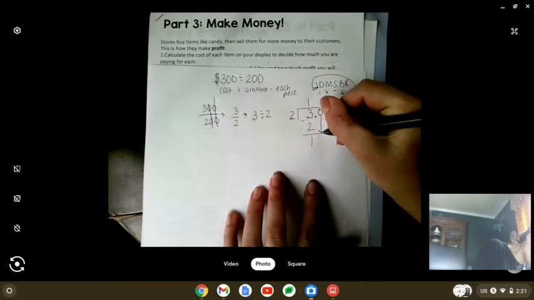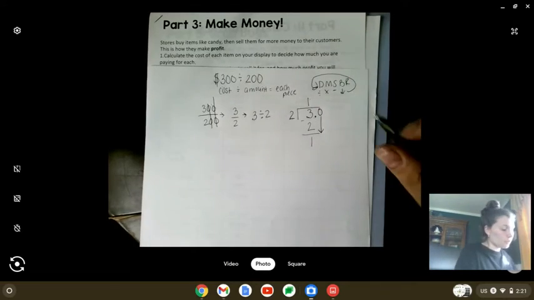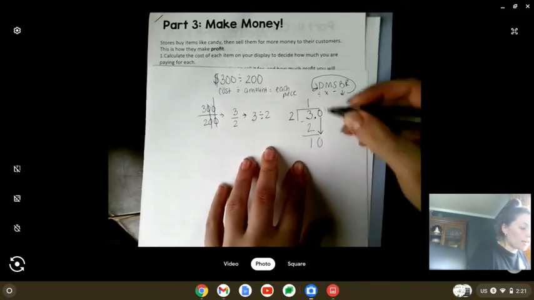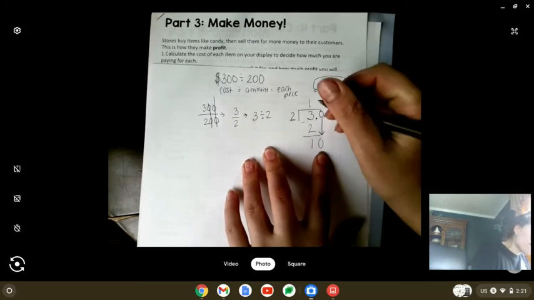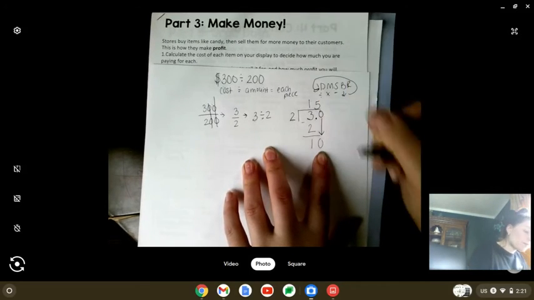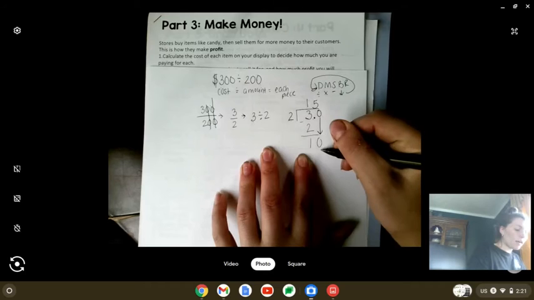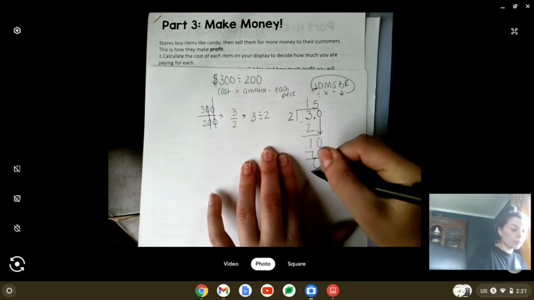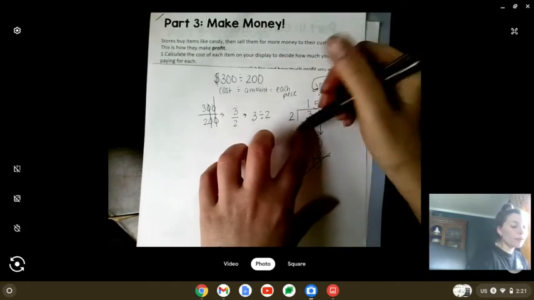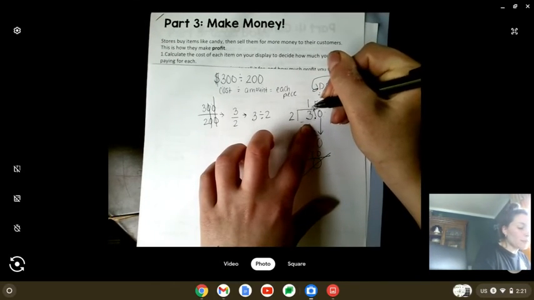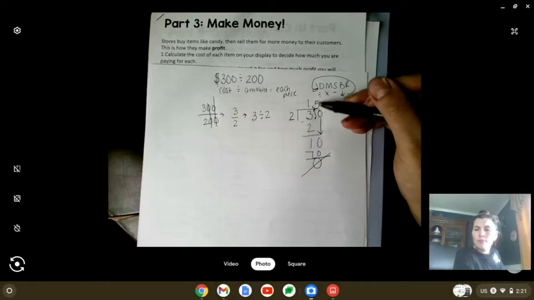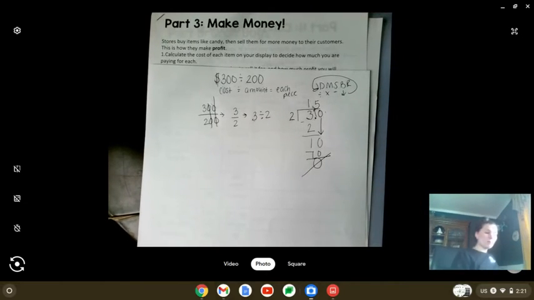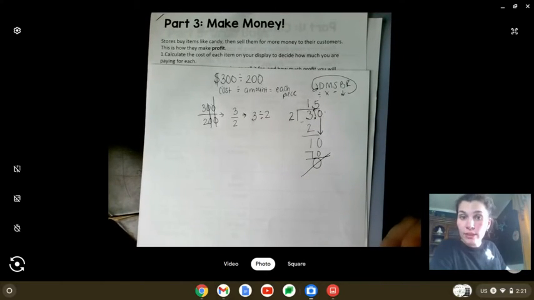So I bring down my 0, decimal point 0, not just a 0, decimal point 0. Now I have 10. 2 goes into 10 5 times. 2 times 5 is 10. We are ending now with a 0 and nothing else to bring down, so we can stop there. Now I pop up my decimal. That's why it's important to always line up your numbers. And we get 1.5, or 1 5/10.